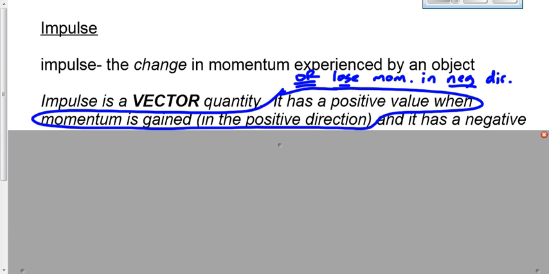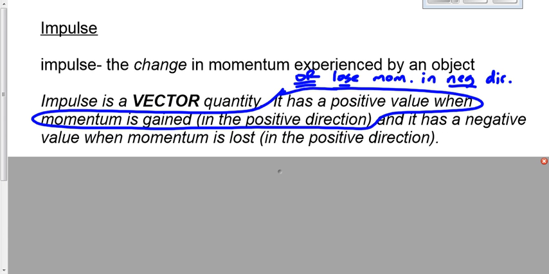Now, what about a negative impulse? What about a negative impulse or a negative change in momentum? If we gain momentum in the positive direction, that's positive impulse. If you lose momentum in the negative direction, that's a positive impulse. When do you get a negative impulse? Yeah, Tanner? Yes, when we lose momentum in the positive direction.